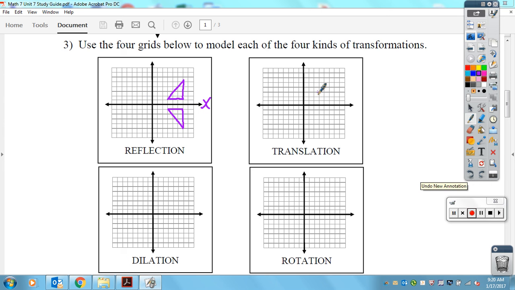A translation is a slide. It's nice. You can just have a shape and the same shape someplace else. It could even be over here, slide that way. Just make sure it's the same size. Dilation gets bigger or smaller. So we can have, let's say, the number 8, and then it's just a bigger number 8 a little bit further away. They just get bigger and smaller, bigger as you go away from the origin.